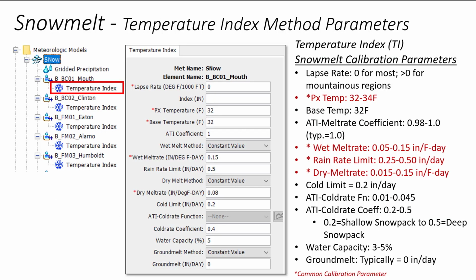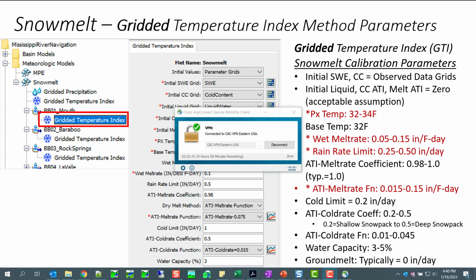Let's take a closer look at the temperature index method. The parameters required for this method must be assigned by subbasin within the meteorologic model. The figure in the center of this slide shows the temperature index dialog. The far right of this slide includes common parameter values as well as which parameters are typically adjusted during calibration. The melt rate is by far the most sensitive parameter that will always have a direct impact on the snow calibration.